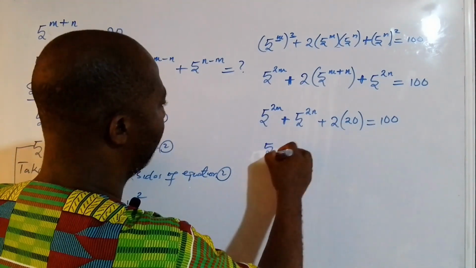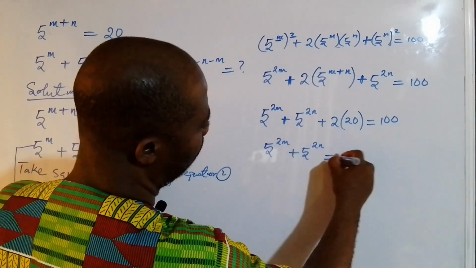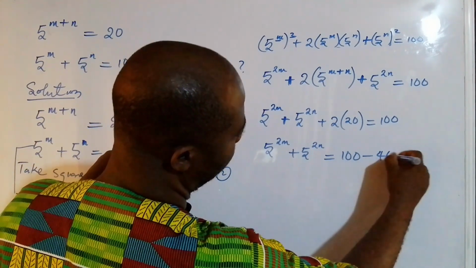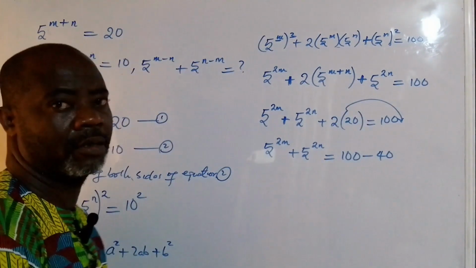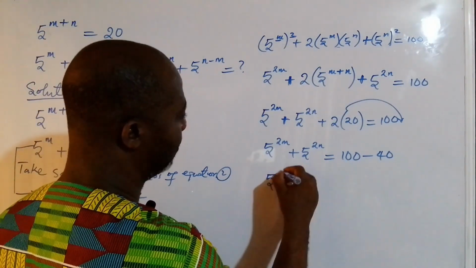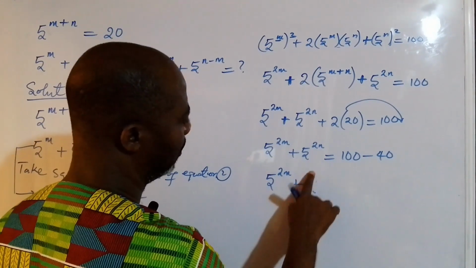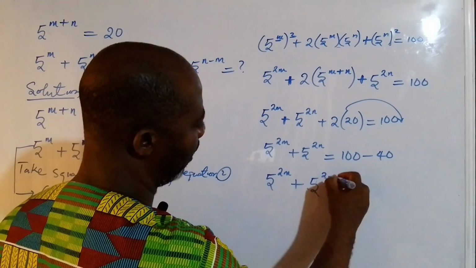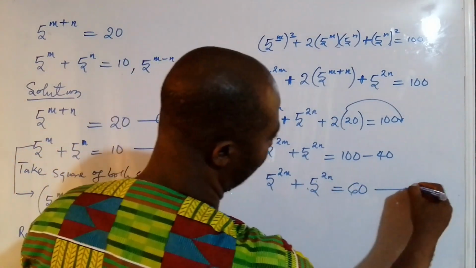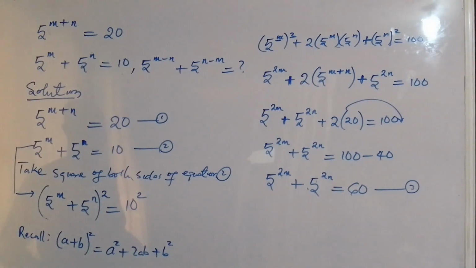So I have 5 to the power of 2m plus 5 to the power of 2n equal to 100 minus 40. Simply move this to the other side. So I have that 5 to the power of 2m plus 5 to the power of 2n will simply give me 60. I call this equation 3. And now I'm going to move over to the problem in question.